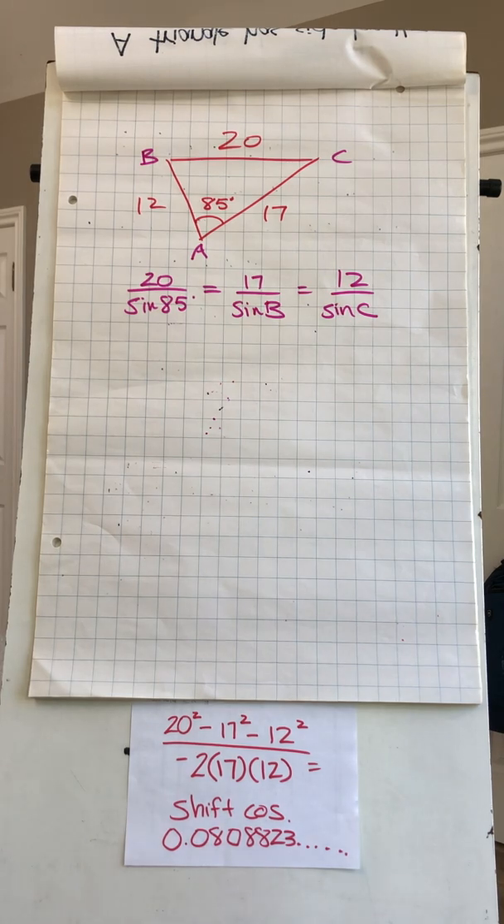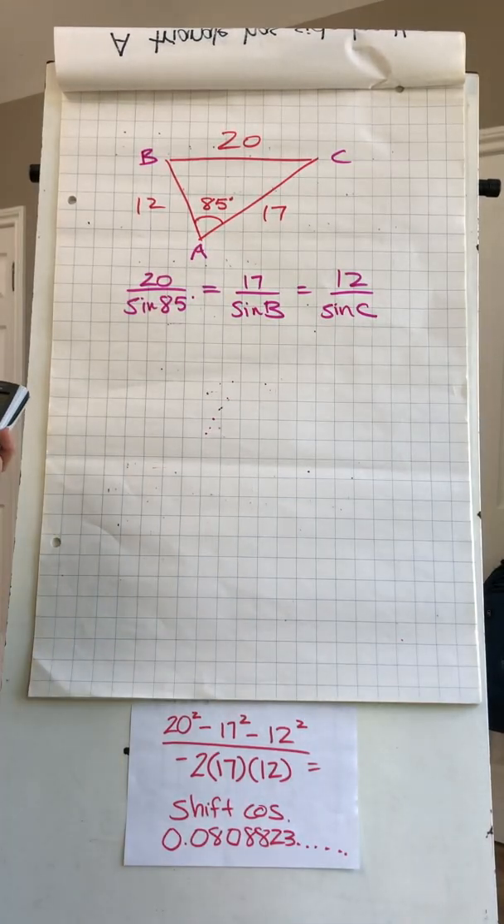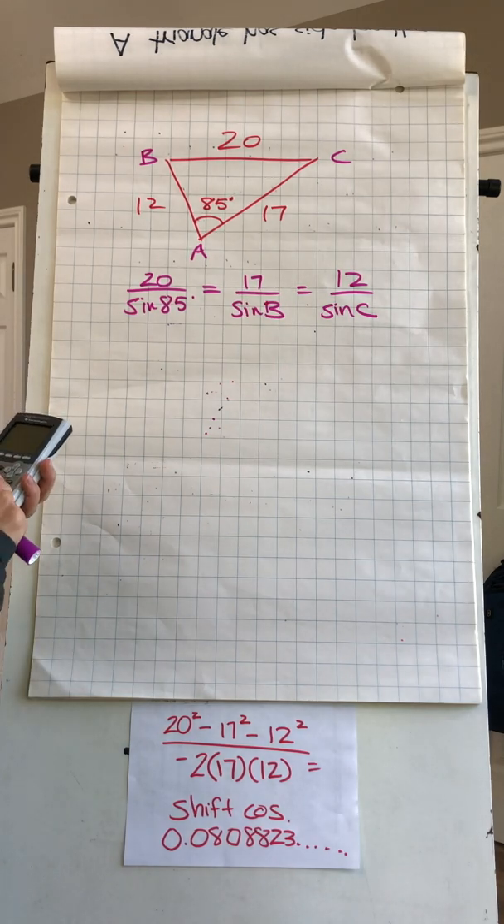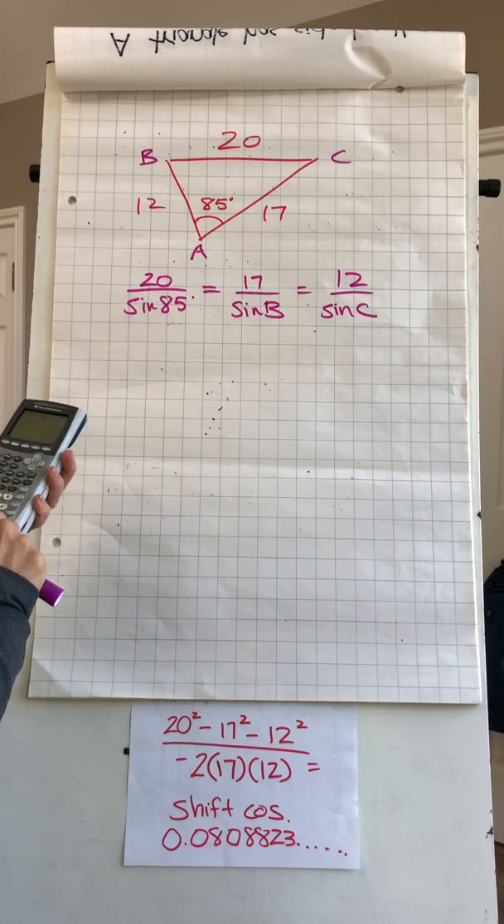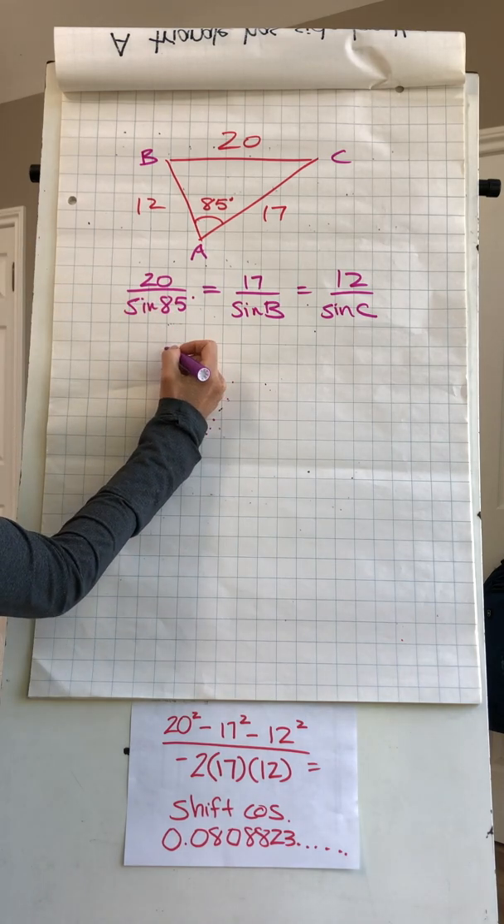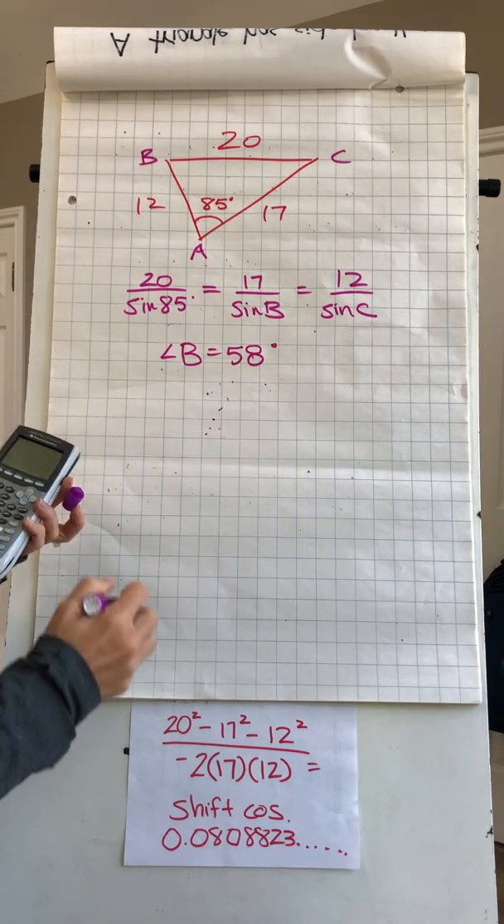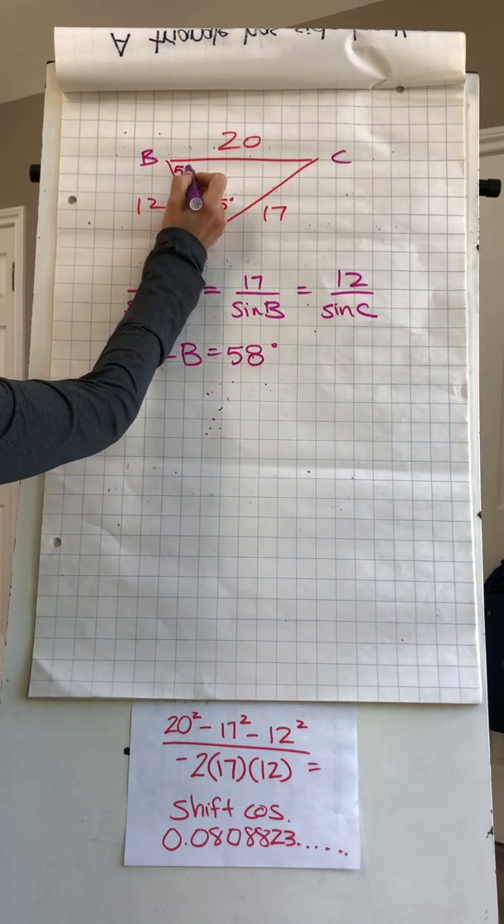I find my calculator. I am absent-minded here. Here it is. I'm going to actually do this. So I'm going to do cross multiplication. So 17 times the sine of 85. And we're in degrees mode here, okay? Divided by 20 equals shift sine of the answer. I get angle B is 58 degrees because I've rounded. And so that's 58 up there.